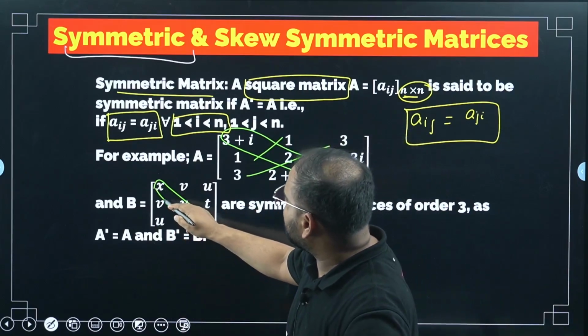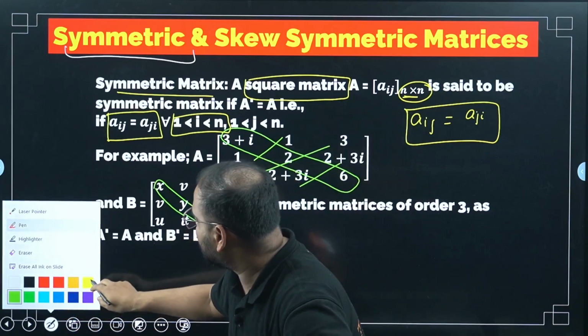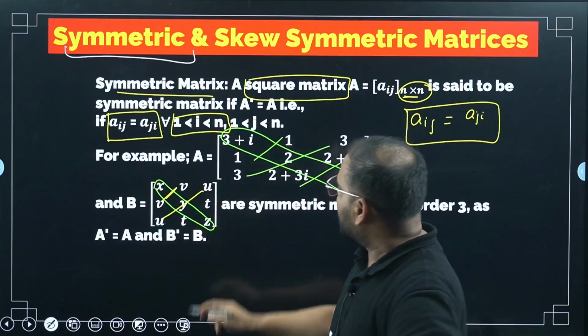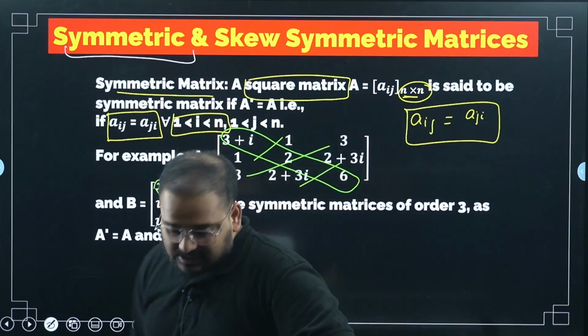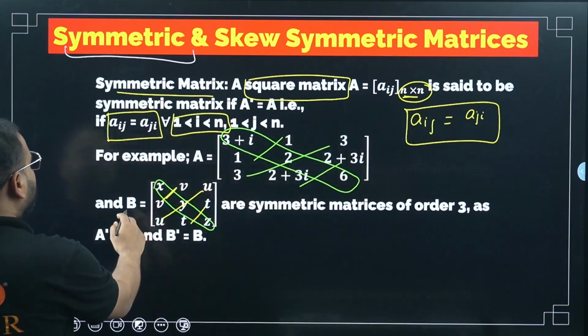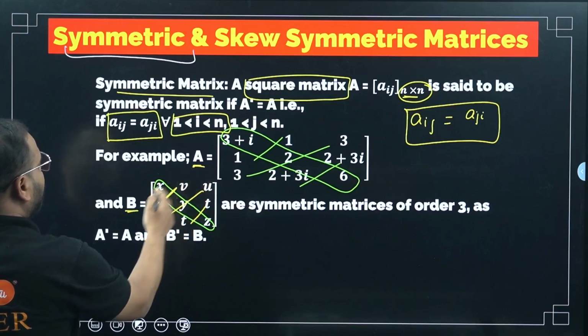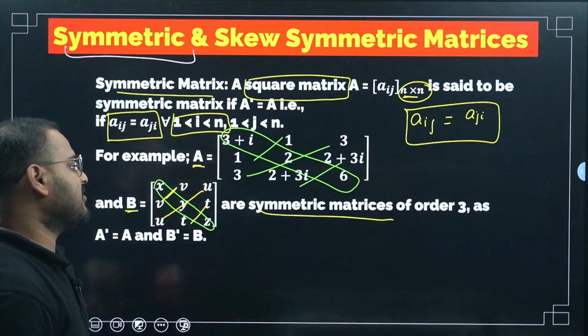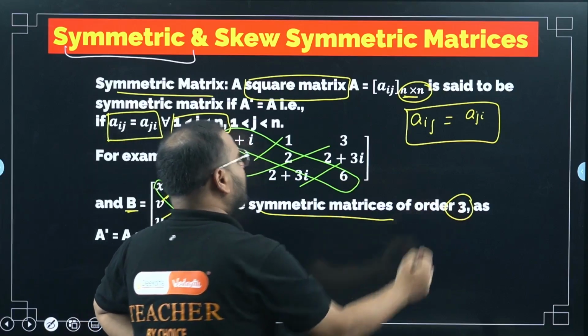What about this? V and V, sir. So yes, mirror image. U and U, sir. Mirror image. And what about this? T and T, sir. So we can say that both the matrices A and B are symmetric matrices. Symmetric matrices of order what? Of order 3.